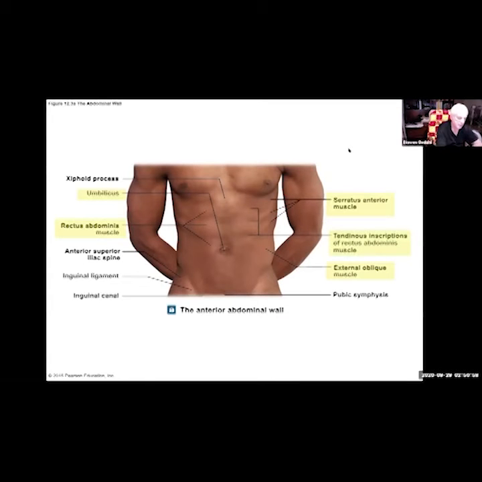Okay, so here's your rectus abdominis muscle. That's the muscle. And between these lines, that's your tendinous inscriptions. You can see these lines right here. Your serratus anterior muscles are along the edge, and your external obliques run inferior to that. And then you have the umbilicus.